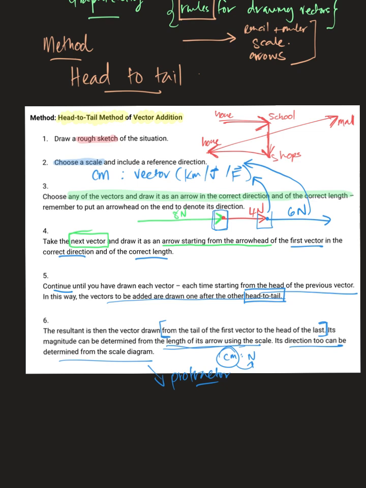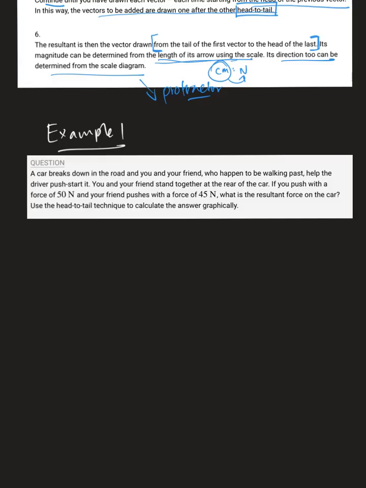I'm going to do some examples with you now, and we can see how we draw these vector diagrams. Please make sure you get these rules written down though. Alright, let's have a look here. For example 1: a car breaks down on the road and you and your friend who happen to be walking past help the driver to push start it. Please make sure you write down the question before you start. You and your friend start together at the rear of the car. So rear means back. If you push with a force of 15 newtons and your friend pushes with a force of 45 newtons, what is the resultant force on the car? Use the head to tail technique to calculate graphically.